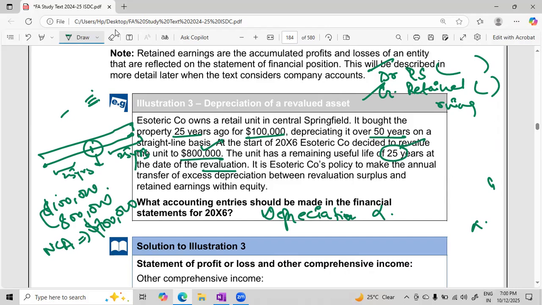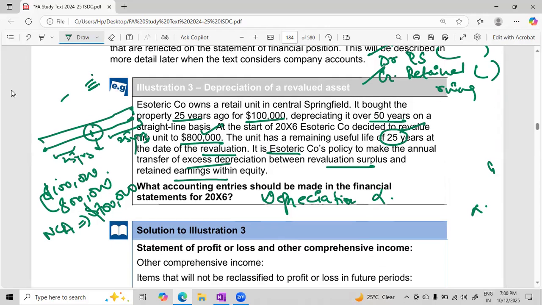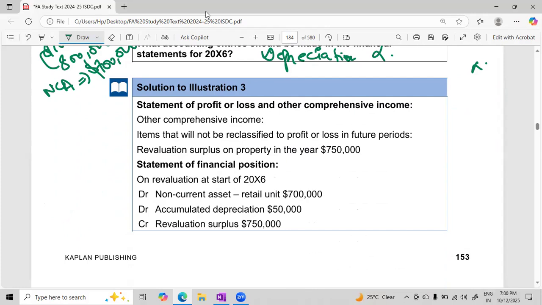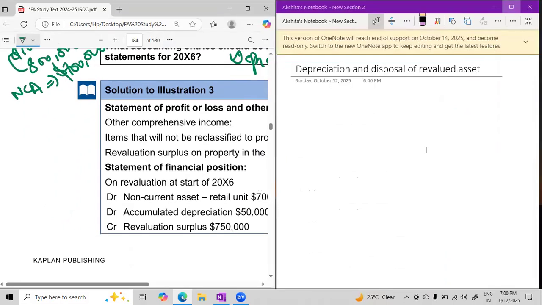It is the historic company's policy to make an annual transfer. I told you that it would be given in the question whether you have to make the transfer or not. So it is given that they make an annual transfer of excess depreciation between revaluation surplus and retained earnings. So now we have to pass accounting entries. The first accounting entry which we will pass is of revaluation. So see how it would be done. I'll write over here. Let me adjust it first.